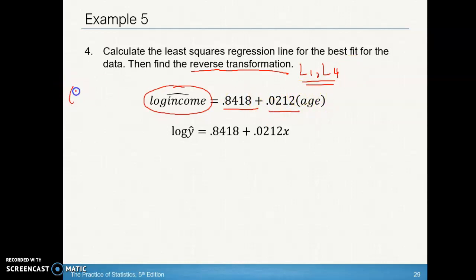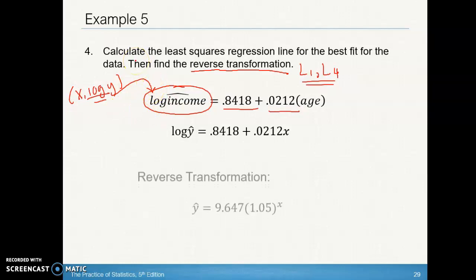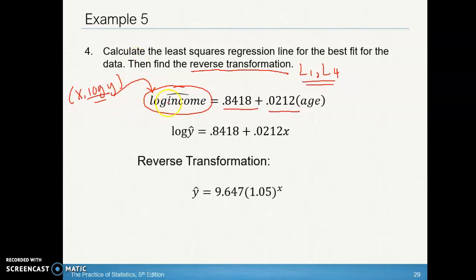Now remember, since this was x versus log of y, we have to put the log in front of the y to show that we took the log of it in order to make it linear. When you do the reverse transformation, you should have gotten your predicted income. Always make sure that it has the hat on it and is defined: income hat equals 9.647 times 1.05 to the x. Now you can do this on your graphing calculator.